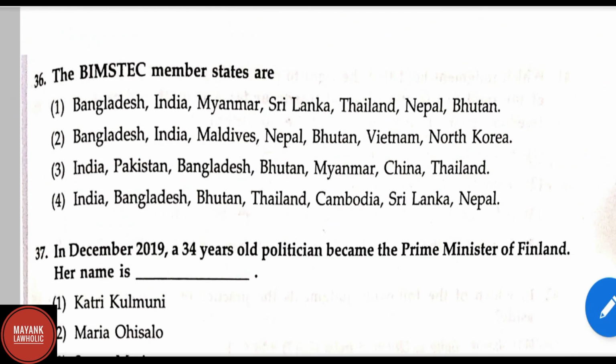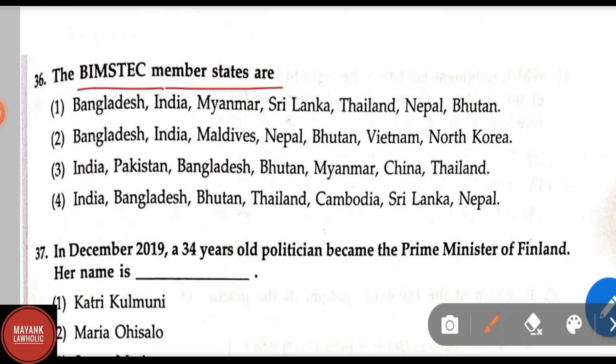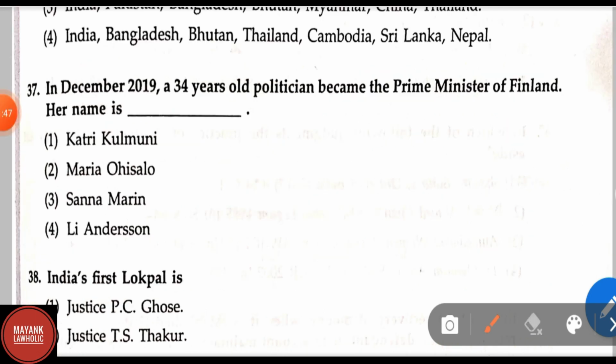Question number 36. The BIMSTEC member states are. It is also a very easy question. BIMSTEC member states are Bangladesh, India, Myanmar, Sri Lanka, Thailand, Nepal and Bhutan. Option number 1 itself is the correct answer. Number 37 is related to current affairs, which might not be relevant in other examinations. In December 2019, a 34 year old politician became the Prime Minister of Finland.